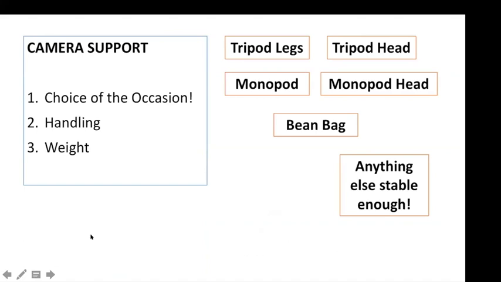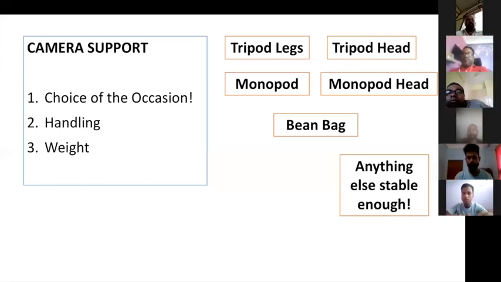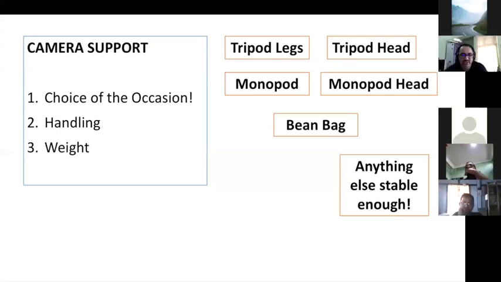Yeah, so these are about camera, but then there are other things that you need to take care of. Is camera support. Now camera support is almost as essential as other things like exposures, because many times we keep hearing this complaint. Even in Nikon workshops we hear a lot, like, I have bought this lens, it is so expensive, but not giving me sharp images. Sometimes sharpness is more of a handling factor than your lens or camera.